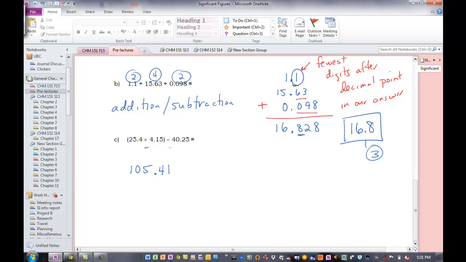All right? So the best procedure when you're trying to do this is keep all the significant figures in your calculator and then round to the correct number at the end. So I'm going to keep that number in my calculator. But realize that since 25.4 has 3 sig figs and 4.15 has 3 sig figs, I'm only going to carry 3 sig figs in my answer. So I'm going to make a note of that. So in this answer, 105.41 for that first part of the calculation. Now I'm going to subtract from that 40.25. Okay? So I'm going to go ahead and write it this way.